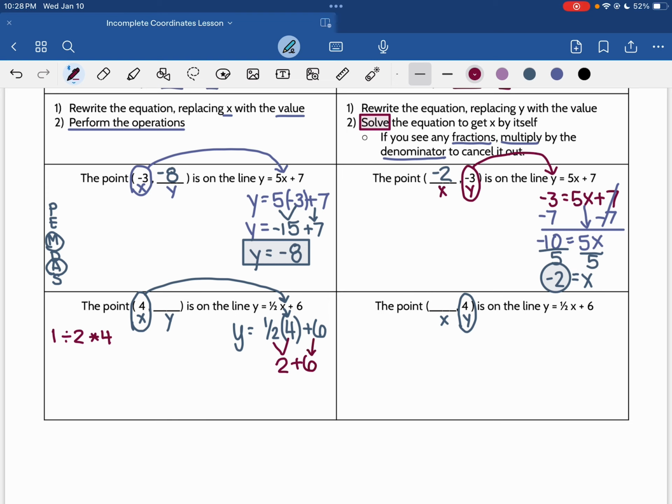The 6 stays because we haven't done anything with it yet. And 2 plus 6 is 8.